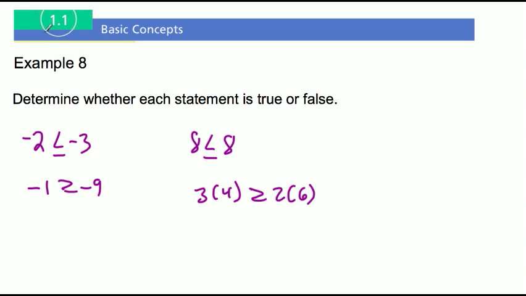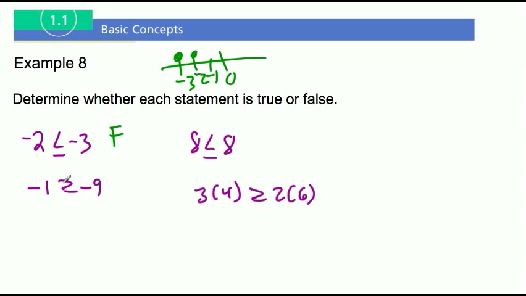Let's look at example number 8. Let's determine whether or not these are true or false, and if you need to use a number line, you can do that. So is -2 less than or equal to -3? Well, -2 is closer to 0, so this is false. If you look at the number line, 0, -1, -2, -3, -3 is right here, -2 right here. So again, -2 is bigger than -3, and this is saying that -2 is less than, so it's false.